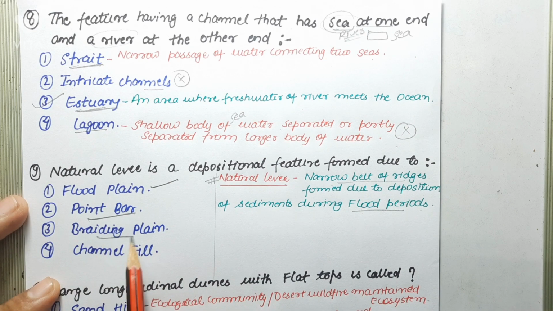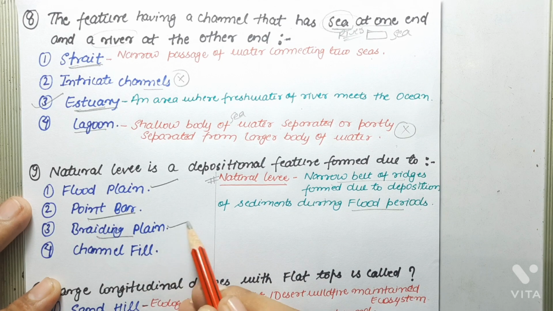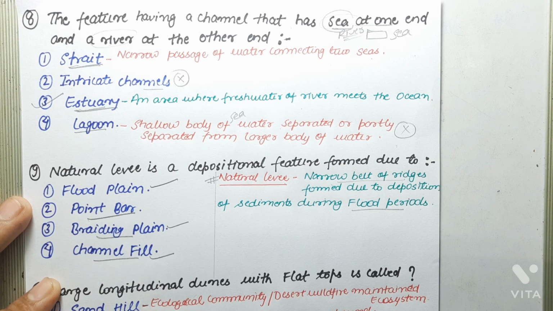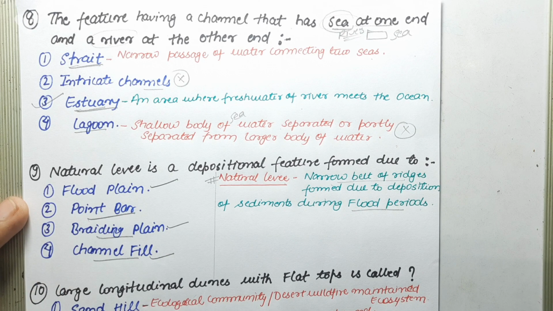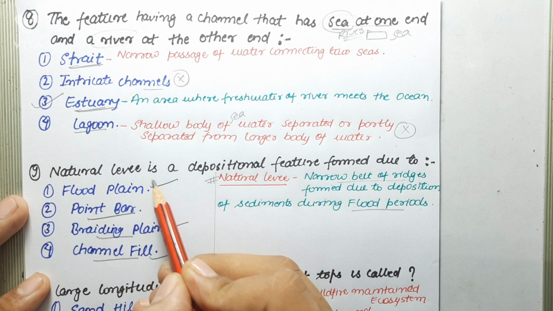Okay, next one is braiding plain. Due to lack of competence and capacity, the load that the river carried is dumped in the mid-channel to form islands. These islands are known as braided bars, and the plain in which braided bars are present is known as braiding plain. Okay, channel fill is just the accumulation of sand and detritus in a stream channel where the transporting capacity of water is insufficient to remove the material as rapidly as it is delivered. So basically it is just filling of channel by sand and detritus sediment. So as far as the question is concerned, the correct answer is floodplain.